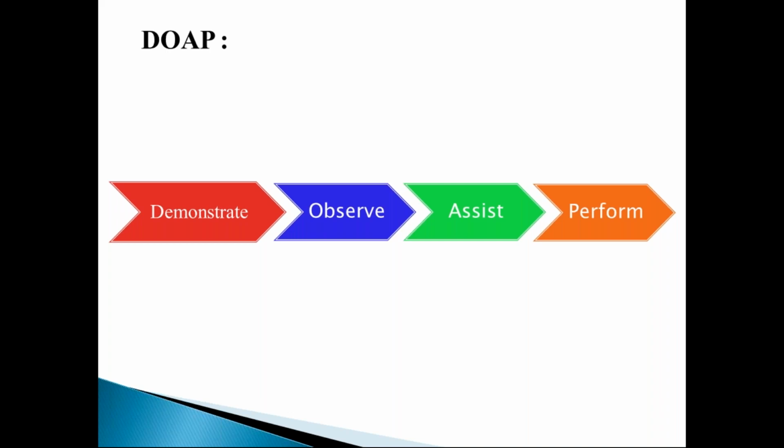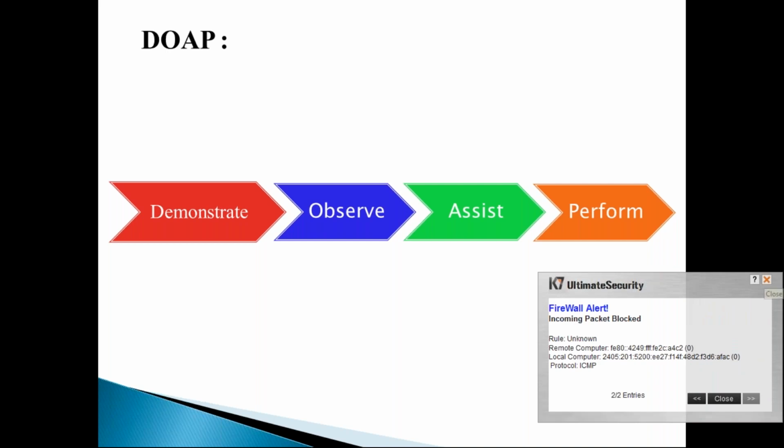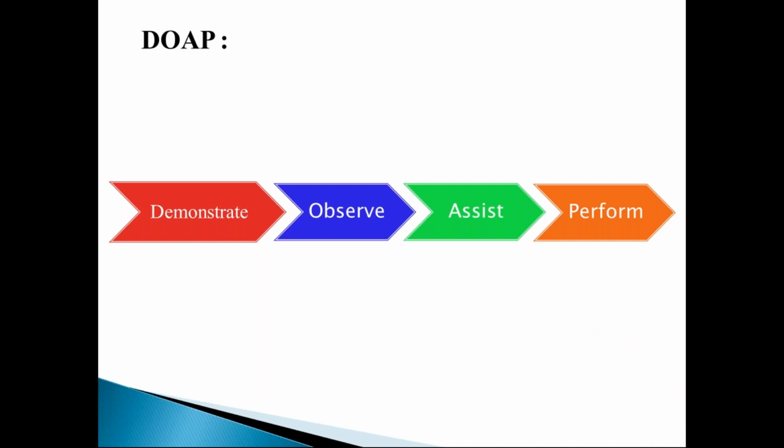Next is DOAP, that is demonstrate, observe, assist, and perform. This is a small group teaching learning method, very important. What happens here: the teacher demonstrates the steps of the activity for the particular topic. Students observe what the teacher is doing, then they assist the tutor. At the last, the student will perform first in a simulated environment, then they can perform independently.